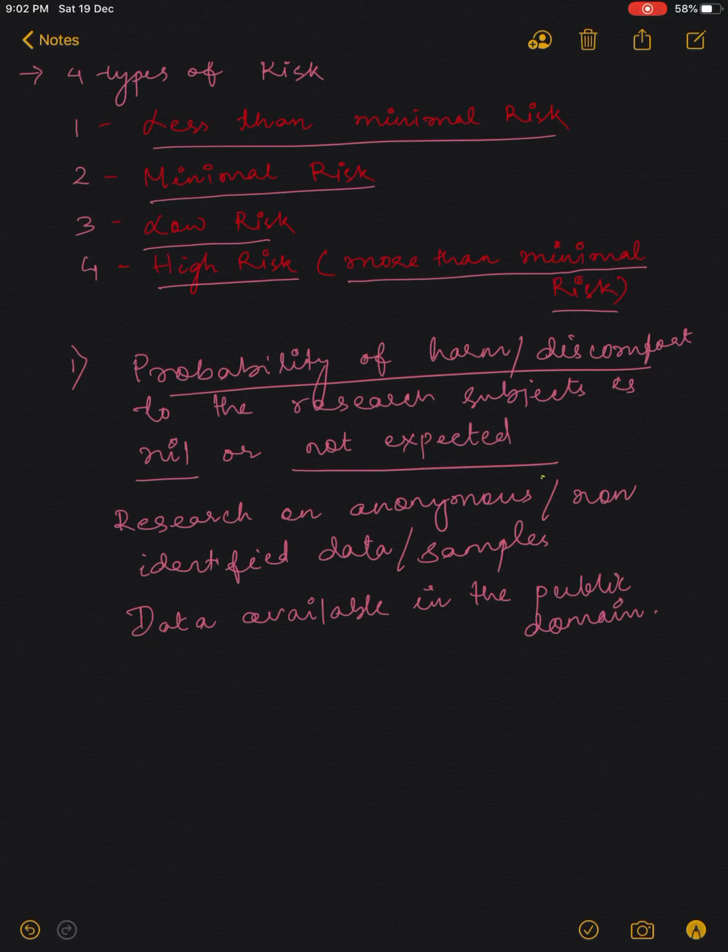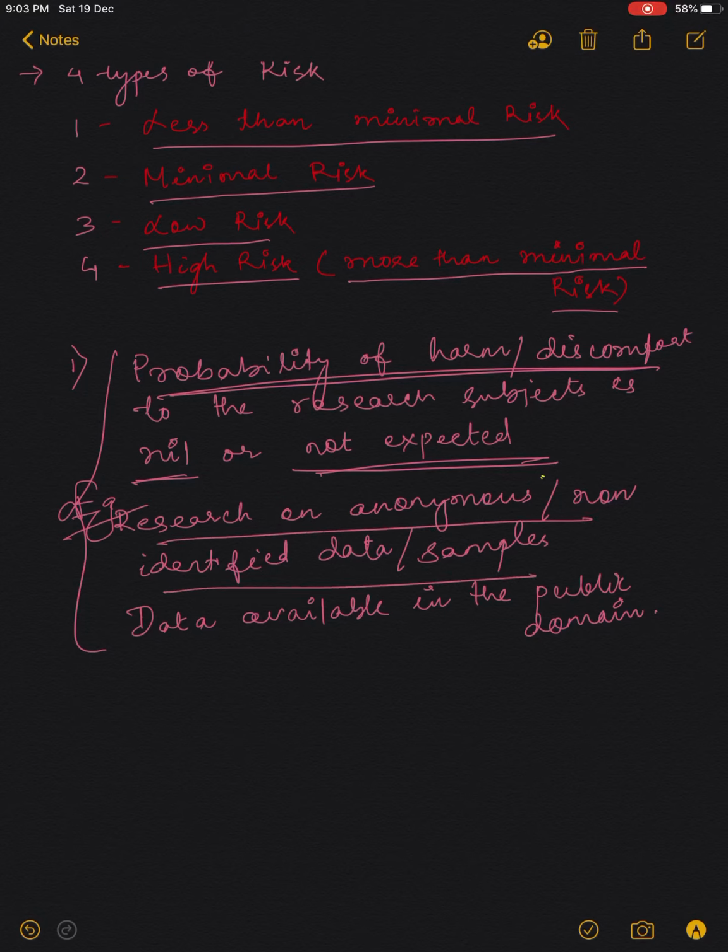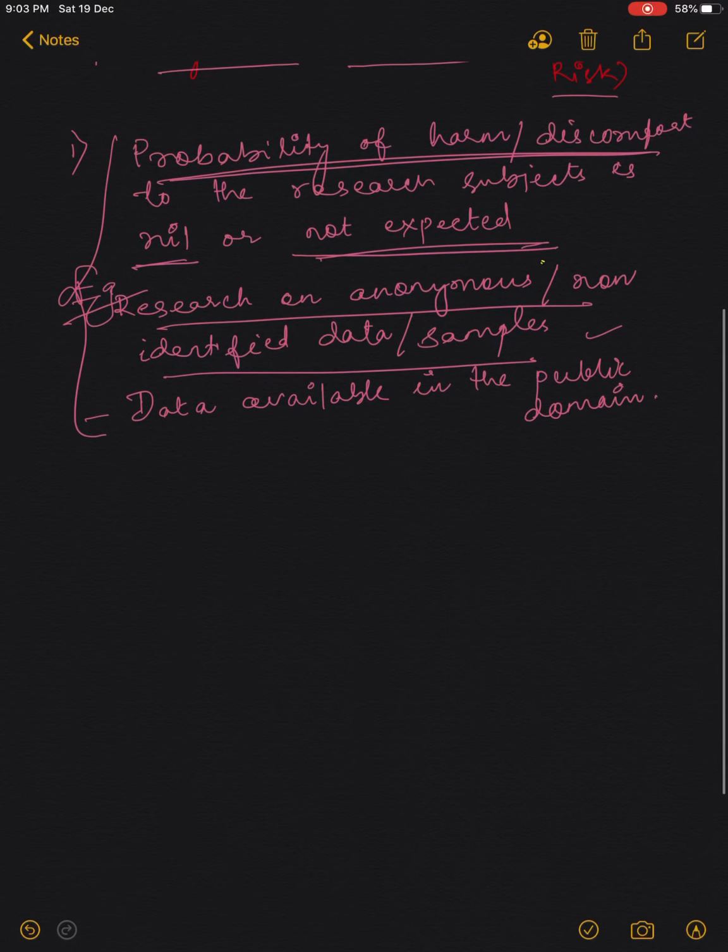So this is about less than minimal risk, where the probability of the harm or discomfort is either nil or not expected. And what are the examples? Research on anonymous or non-identifiable data or samples and data available in the public domain. Now coming to the minimal risk.